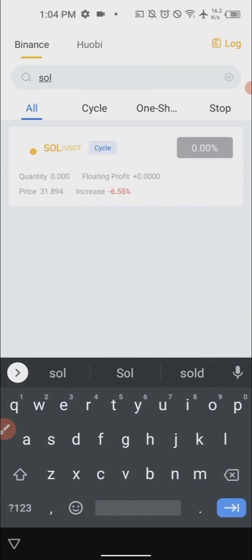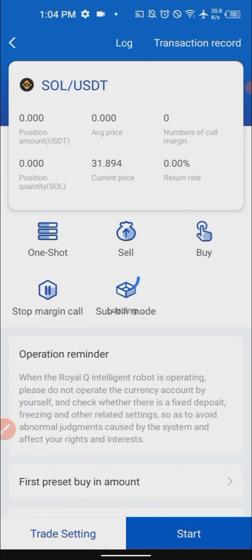Just let me use this opportunity to set. So I want to trade Solana. This Solana here, right? Now I've clicked on Solana, and these are various options in the bot. Now, what are these various options? The first option here is one shot.